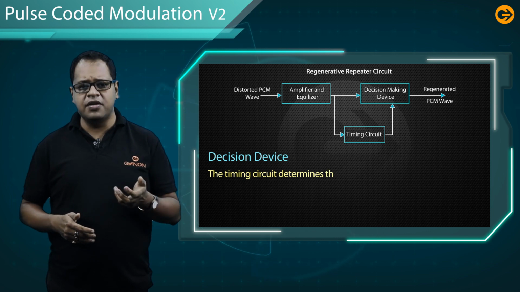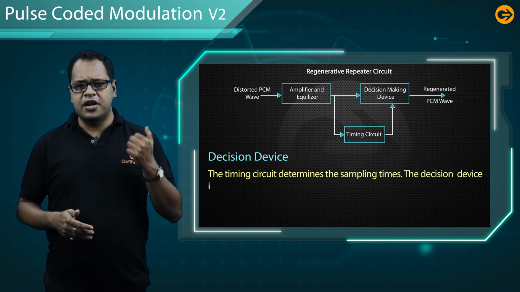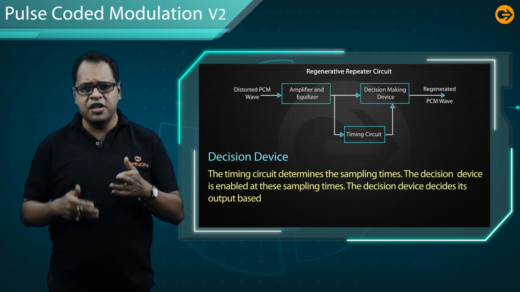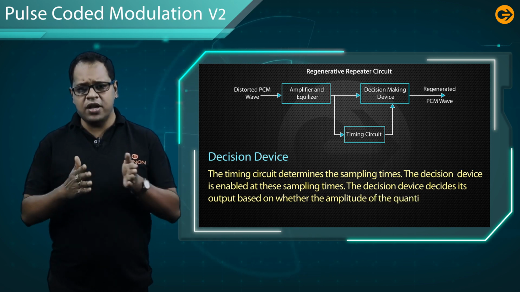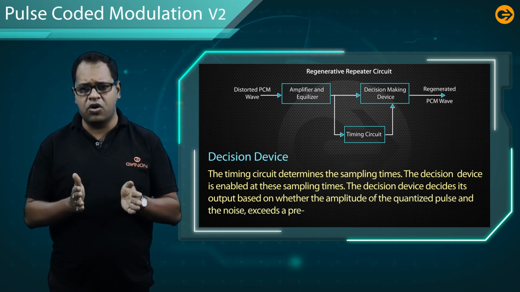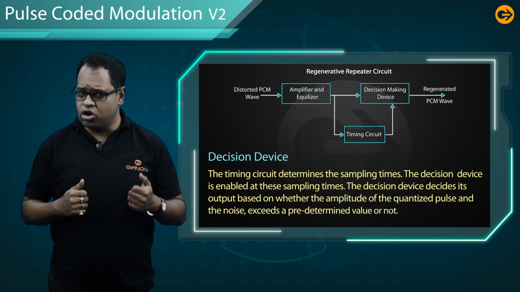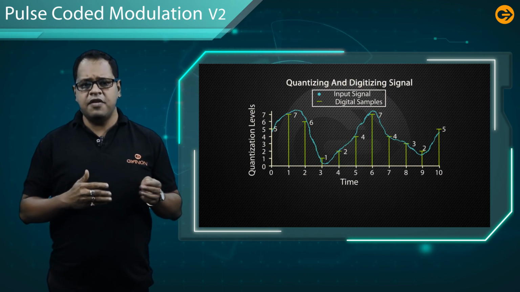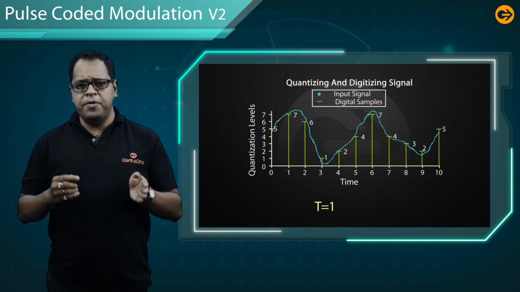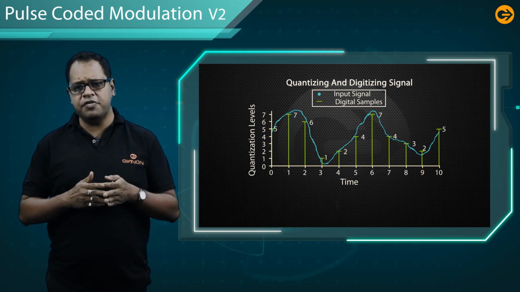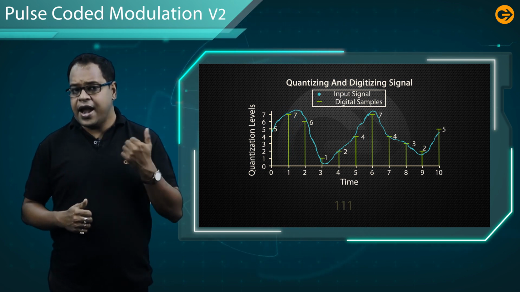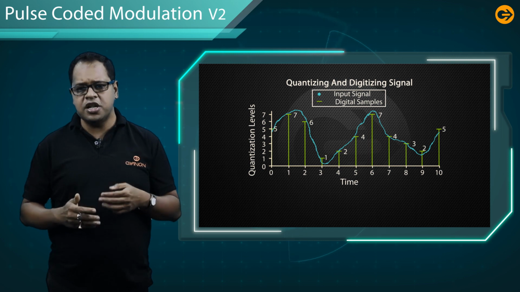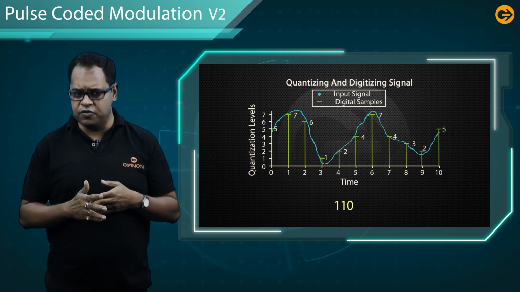The timing circuit determines the sampling times. The decision device is enabled at these sampling times. The decision device decides its output based on whether the amplitude of the quantized pulse and the noise exceed a predetermined value or not. Next, we are going to discuss the quantization. In the figure, at the time t equal to 1, the amplitude is 7 and hence the corresponding digital bit is 111 as discussed in my earlier lecture. And at the time t equal to 2, the amplitude is 6, hence the corresponding digital signal is 110 and so on and so forth.